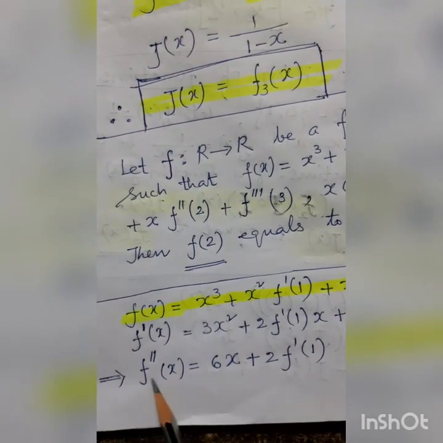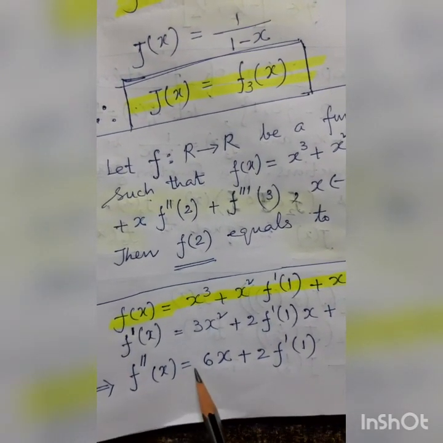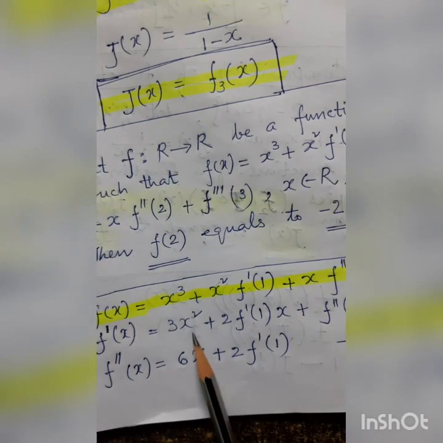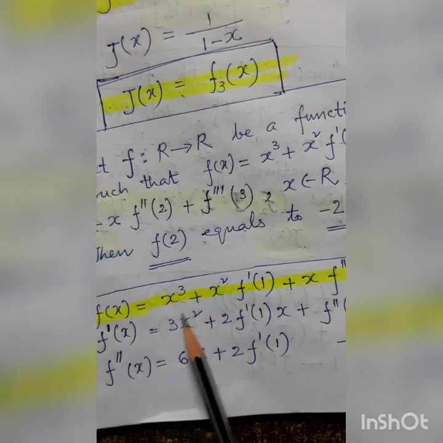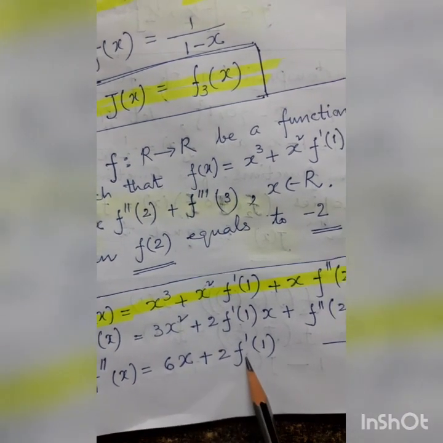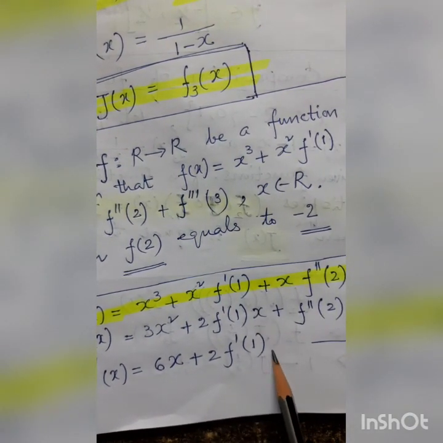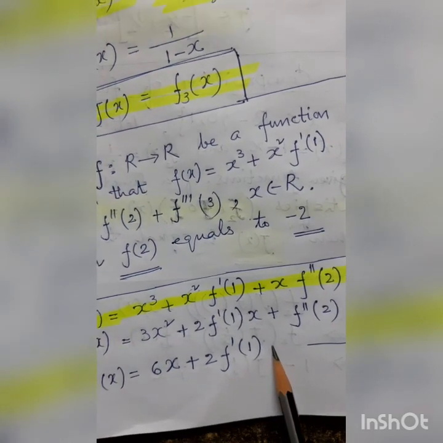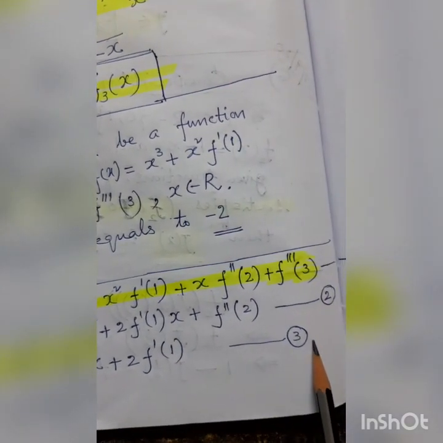This implies f double dash of x equals 6x plus 2f dash 1, taking the derivative again. This is equation 3.